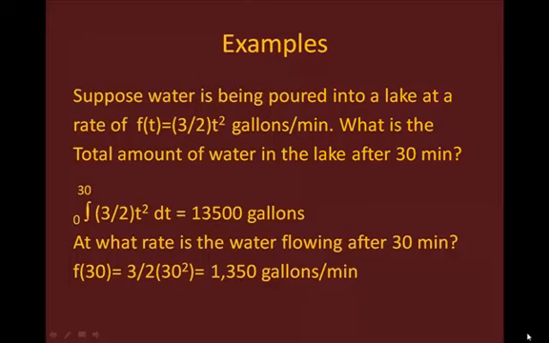Again, the key word in the first problem that tells you to integrate is the word total. When you see the word total, you should be thinking area under the curve or integrate the rate.